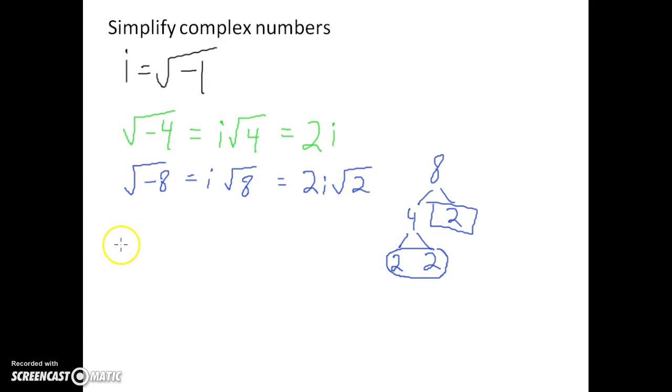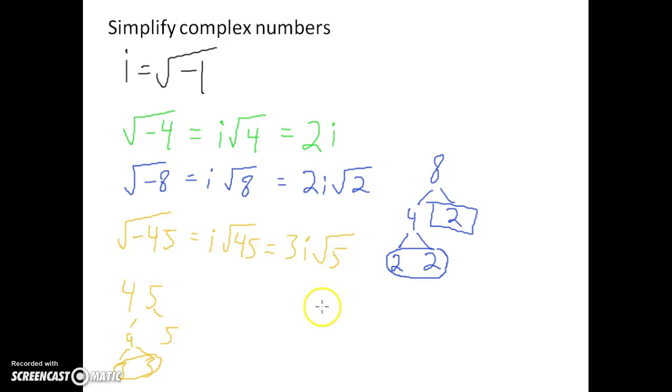And let's do one more example. So let's say we have the square root of -45. We take out the i, so i square root of 45. Make a factor tree. So 45, whatever you can think of first. First one that comes to my mind is 9 and 5. 9 can be broken down to 3 and 3, and we can't break it down anymore. So I have a pair of 3's. So I have 3i, and then 5 stays inside the square root. So that would be how we simplify complex numbers.